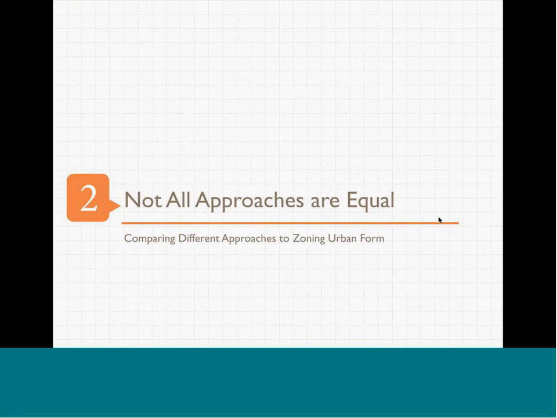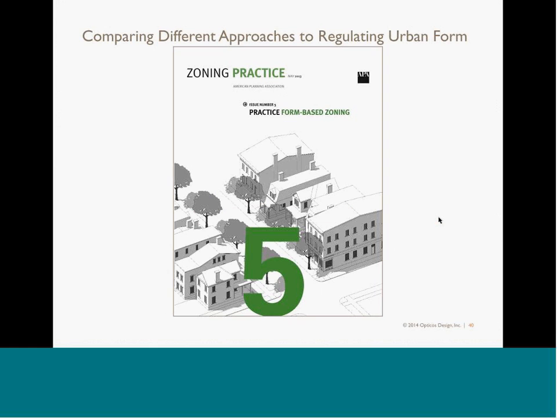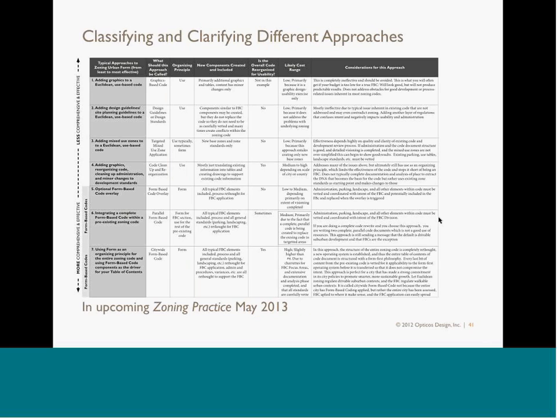The second point that I want to make and jump into is that we're finding out that not all approaches to thinking about form and regulating urban form are created equal. I wrote an issue of Zoning Practice that was published about a year ago, May of last year. I introduced this table in that, which I think is a really important one for all of us to start really thinking about.